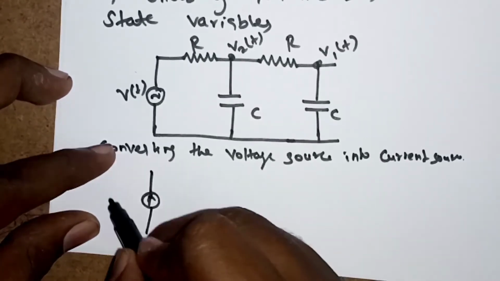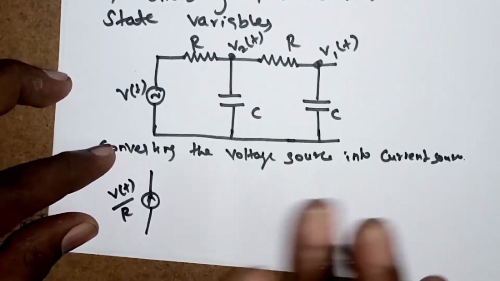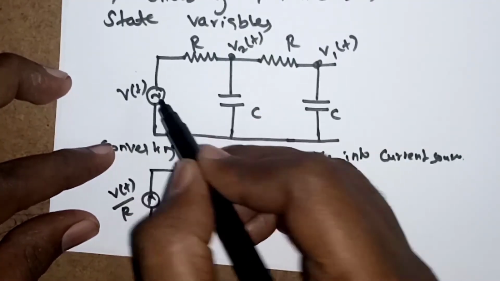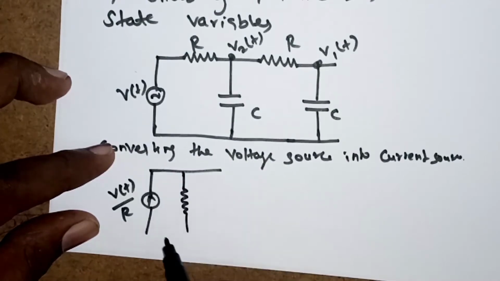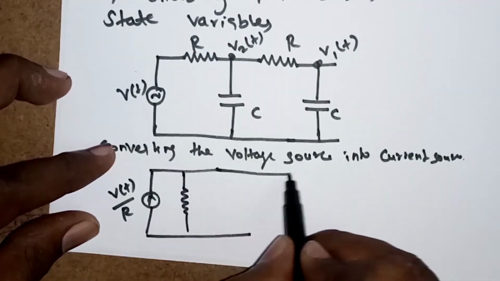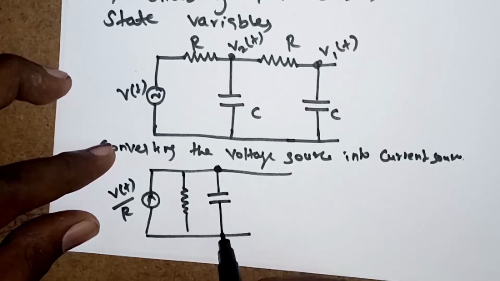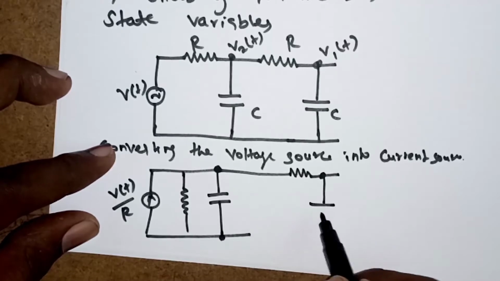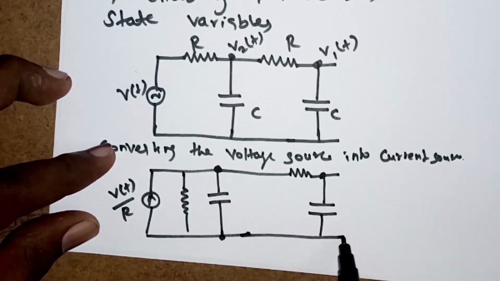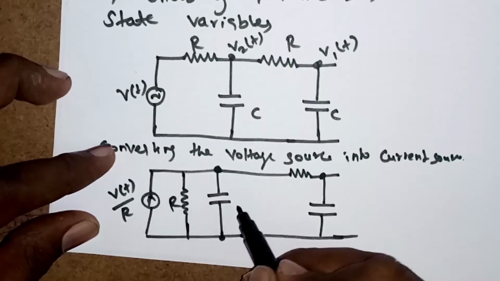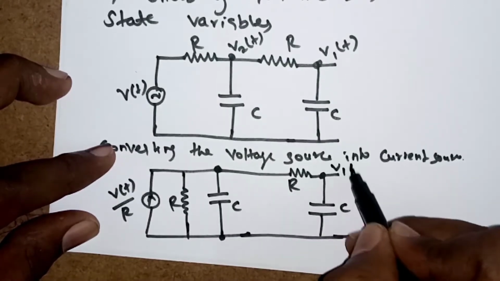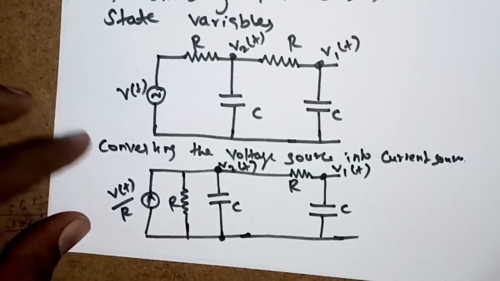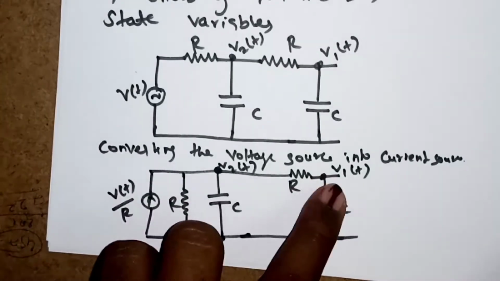We all know the transformation of a voltage source to a current source: the series-connected resistor to the voltage source becomes a parallel-connected resistor to the current source. The remaining things are the same, the capacitor, the resistor and one more capacitor. So it can be redrawn like this, with R, C, V1 of t and V2 of t. Now we are going to apply KCL at node 1 and node 2.